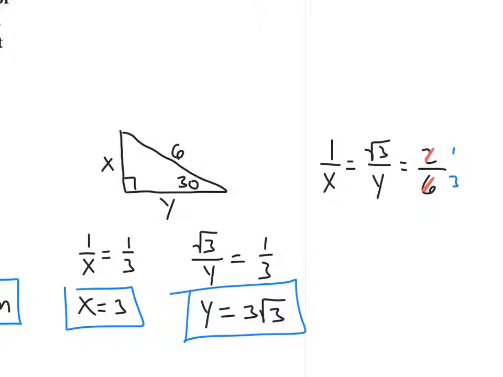Questions on solving a problem like this? Again, it is the exact same setup as we had on Friday with 45, 45, 90s. The only difference is what numbers do you use for the top of your proportion. If it's a 30, 60, 90, you use 1, square root of 3, 2. If it's a 45, 45, 90, you use 1, 1, square root of 2. Okay? Look back at your notes for which one you're using. But once you have that figured out, the rest of the problem is done the exact same way. Okay?